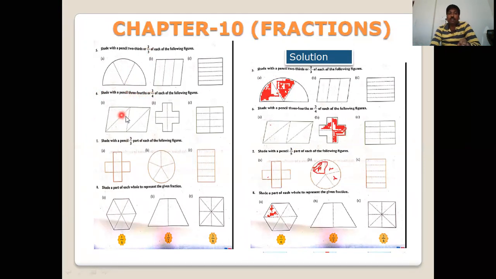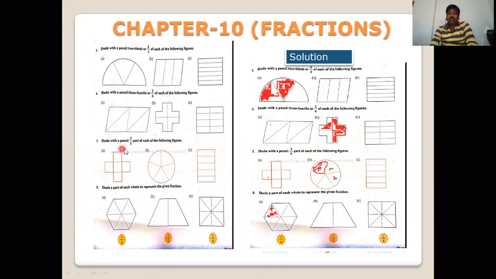3/4. Here we see this figure has 1, 2, 3, and 4 parts. Now we will color 3 parts: 1 part, 2 parts, and the 3rd part. So we can solve 3/4 of each of the following figures. Now question number 7: shade with the pencil 3 by 5 part of each of the following figure.